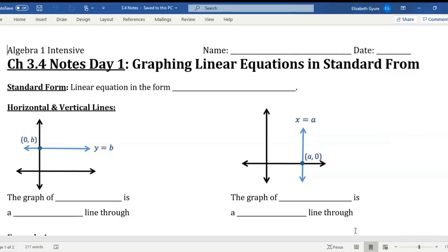Notes, 3.4 day 1, we are graphing linear equations. That means we are graphing lines. There are a few different ways to graph lines. Today we're going to graph in what is called standard form.